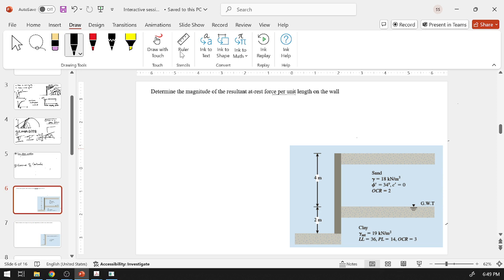So that is why you have to mention that it is the strength per meter, not of the entire wall. Okay, determine the magnitude of resultant force at rest per unit length on the wall. And we have been given that there is a clay layer up to 2 meters, and then there is a sand layer up to 6 meters. And we have been given the properties of sand as well as clay. So let's try to solve this question.